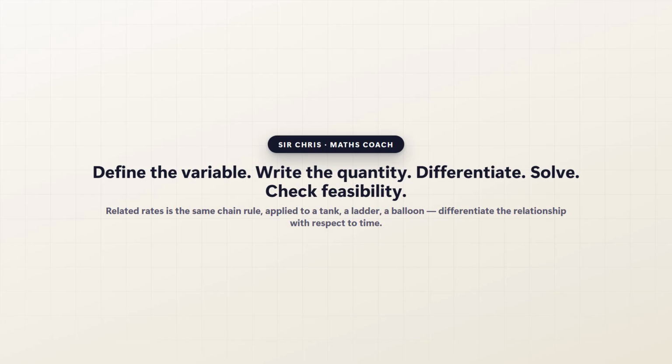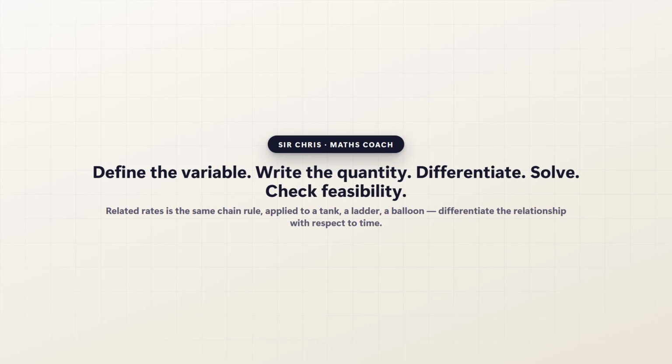Climbing, then flat, then falling, or falling, then flat, then climbing. Either way, that flat moment is the peak or the trough, and f dashed equals 0 is exactly how you find it. The routine never changes. Define your variable. Write the quantity you care about as a function of it. Differentiate. Set to 0. Solve.